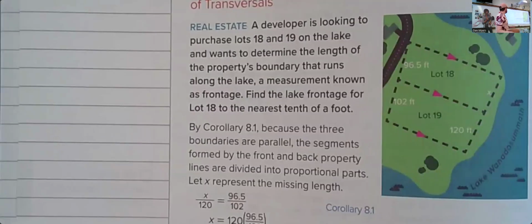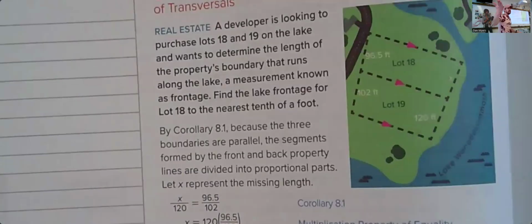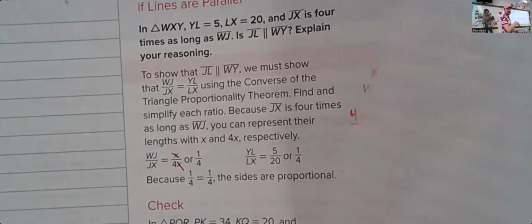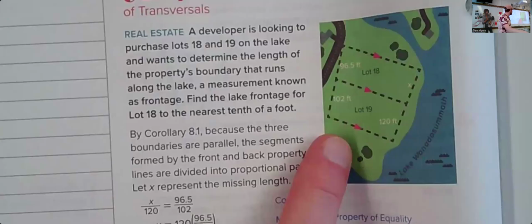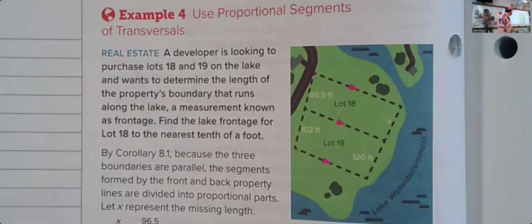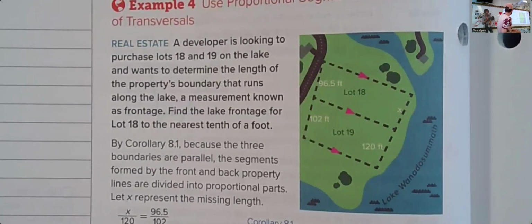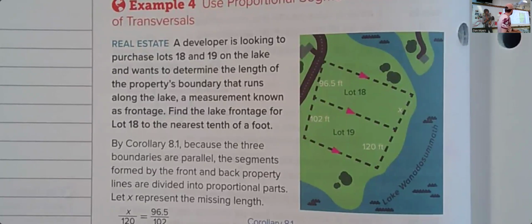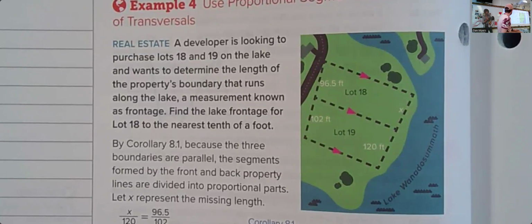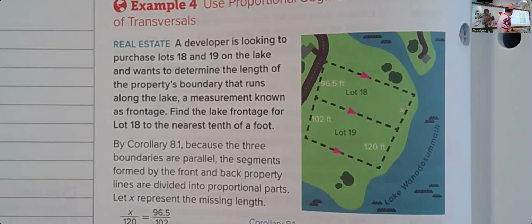So again, this is another usage of the corollary. Corollary is an extension of. That's what that word means, corollary. So it's an extension of the proportional parts of parallel lines, which in this case essentially looks like a trapezoid. So it says, use proportional segments of transversals. A developer is looking to purchase lots 18 and 19 on the lake and wants to determine the length of the property's boundary that runs along the lake, a measurement known as frontage. Find the lake frontage for lot 18 to the nearest foot.